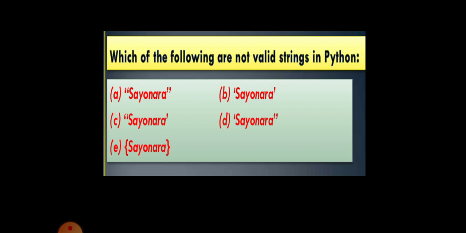Look at the third one. It is wrong. Why? Because it started with double quotes and it ends with a single quote. Look at the fourth one, that is D. Again, it is an invalid string because the quotations used are mismatched. And the E. Here, instead of any quotation, they had used brackets. So that is also an invalid string in Python.